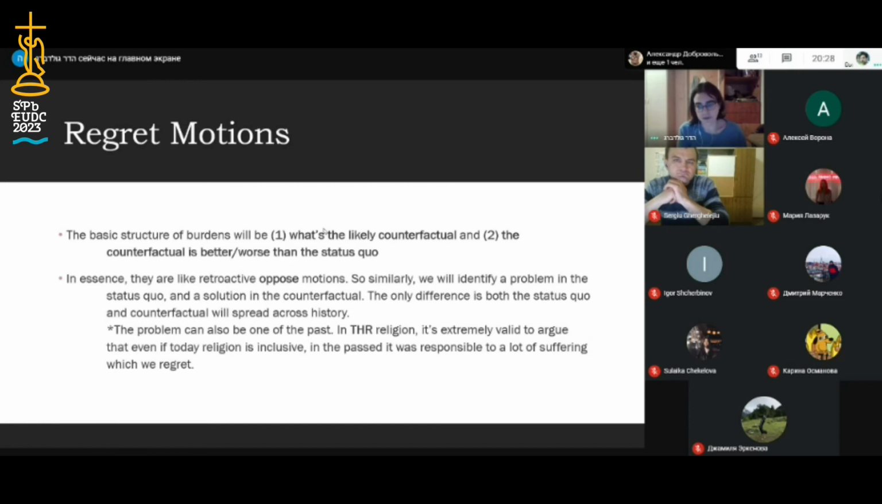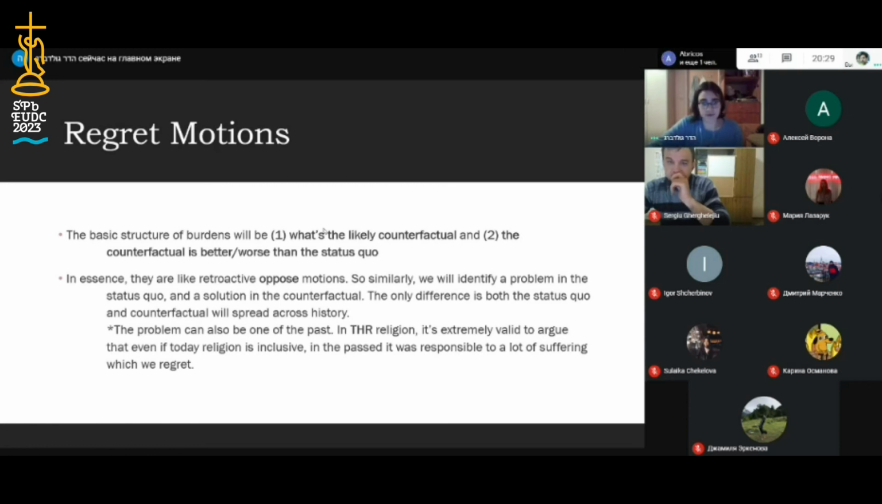So regret motions have two steps of branches. I'm going to branch them first to two very big burdens, and then one of these burdens will be branched out to smaller ones. So the two very big burdens of regret motions: one, what is the likely counterfactual to what we are regretting? What would have happened if the thing that we are regretting wouldn't have happened? And the second one, is the counterfactual better or worse than the status quo, depending on whether you're opposition or proposition?